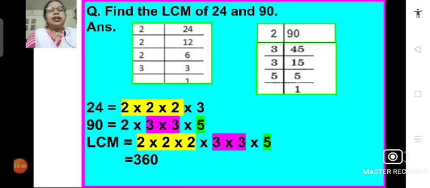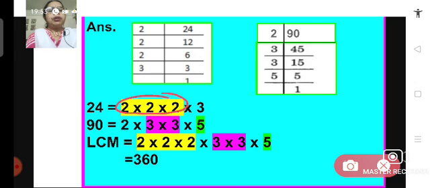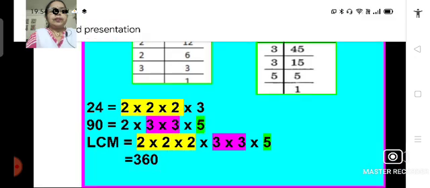Now, we will see which prime factor occurs maximum number of times in the prime factorization of a number. So, in the prime factorization of 24, we can see that the prime factor 2 occurs maximum number of times, that is 3 times. And 3 occurs maximum number of times in the prime factorization of 90. And then we have 5. So, we will multiply 2 into 2 into 2 and 3 into 3 and 5. And we get 360. So, LCM of 24 and 90 is 360.